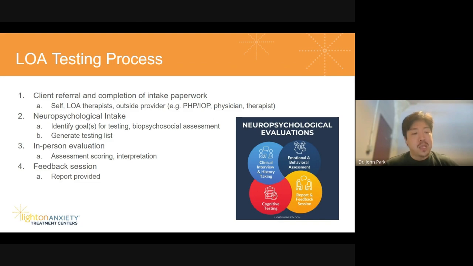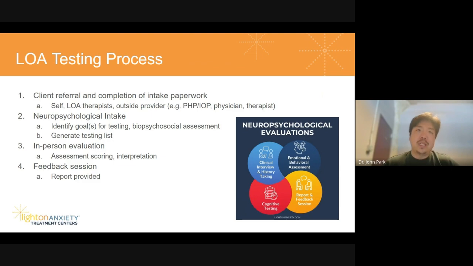Now, after that initial intake, what happens next is similar to, again, the therapy process, in that we determine scheduling and figure out whether it'll be one testing session or multiple. And this is kind of where the next piece lies, is that in-person evaluation. And this is where we will, after testing, score, interpret, take the time to meet with you all to consult further on our findings.